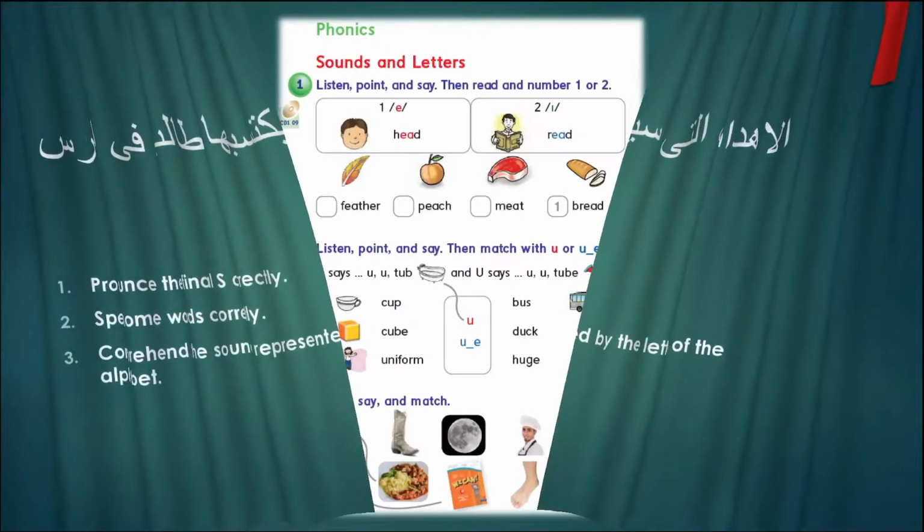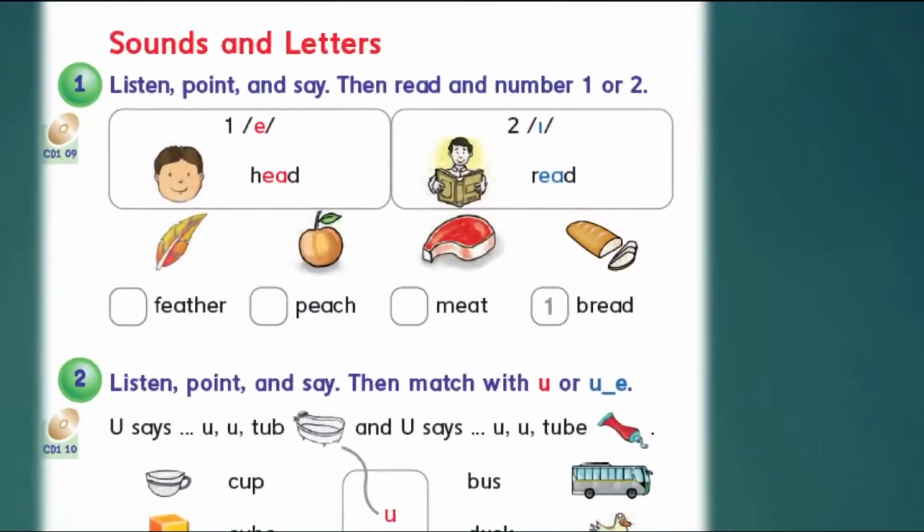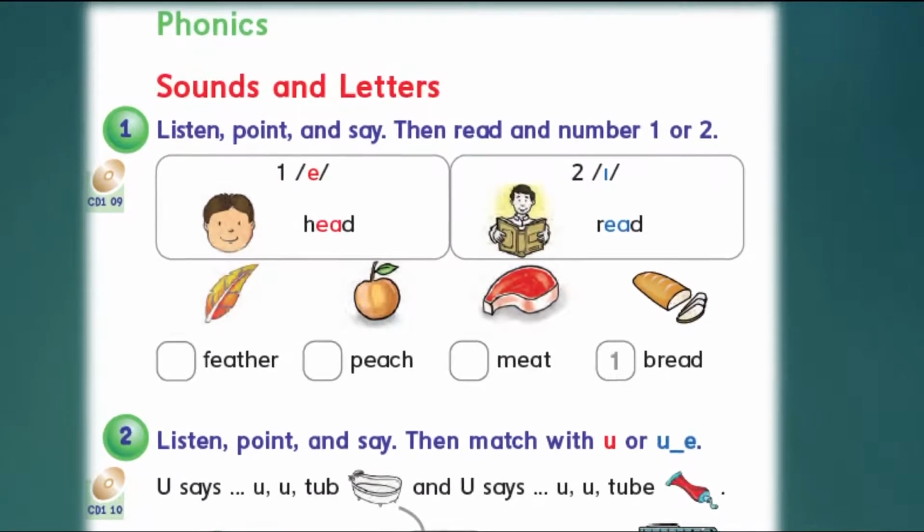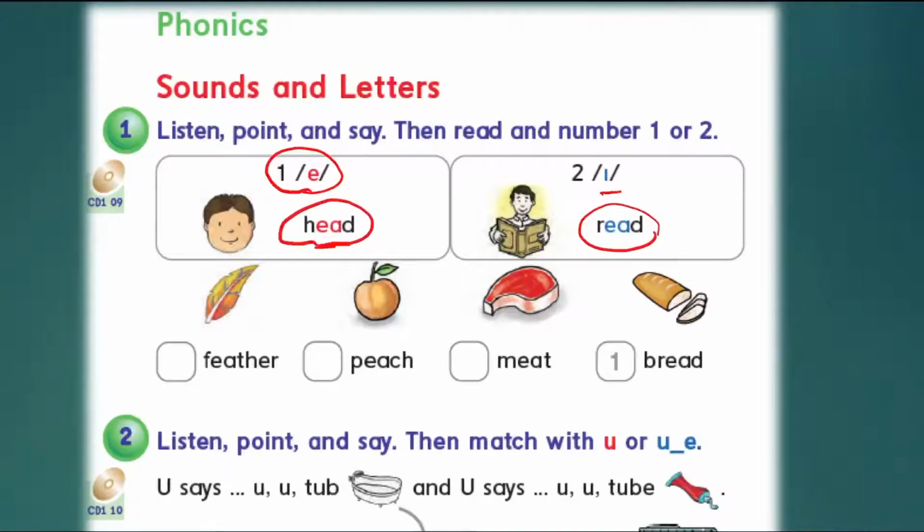So let's look at this lesson. Number 1. Listen, point, and say, then read number 1 or 2. Look, guys, here. This word has the sound of e, okay, and this word has the sound of e. So if I want to read this word, I'm going to say head, okay? And this is read.